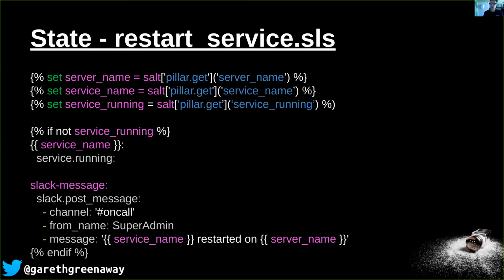We've included some additional pillar to pull the value of service running from pillar. We're then using that value to determine if we should run the rest of the state file. If the value of service_running is false, then we want to run the service.running function and send a message along to Slack. If the value is true, then the service is already running and we don't need to run the rest of the state file.